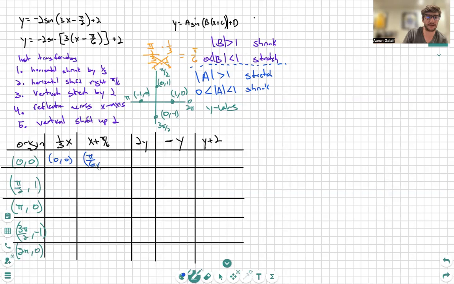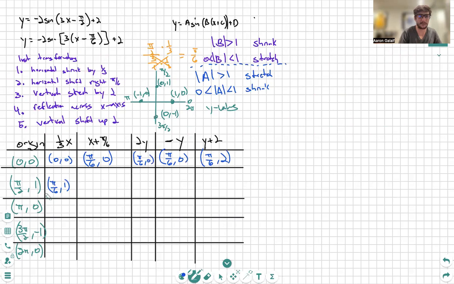So 0 plus pi over 6 is pi over 6, 0. Y does not change. Multiply 2 to y. Nothing changes. Multiply negative to y. Nothing changes. Add 2 to y. This is now my new starting point: pi over 6, 2. Same thing here. Multiply by 1/3. So now we have pi over 6, 1.